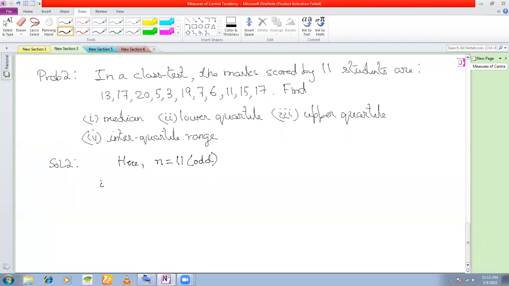Now your first question is you have to find out the median. Now if you remember in class 9, I told you median for an odd number of observations is n plus 1 by 2th observation, right? Before this, first of all, let's arrange these in ascending order before starting the median. So the given observations in ascending order.